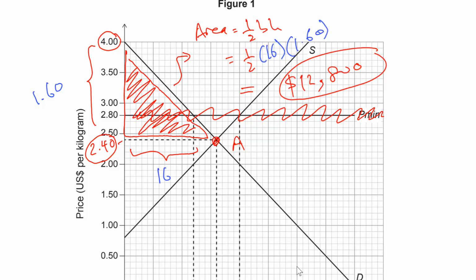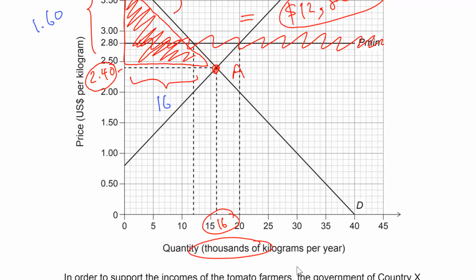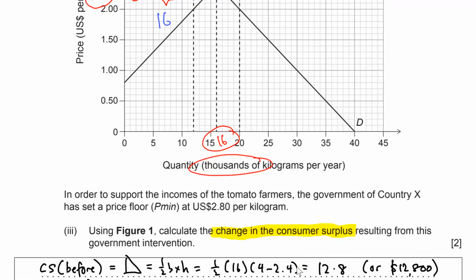And so what I've done down here is make a note of that. I've said, okay, consumer surplus before, so CS before, is that triangle that we just calculated, and we've established that it's $12,800 in consumer surplus before the market intervention. Then we're going to introduce the market intervention.